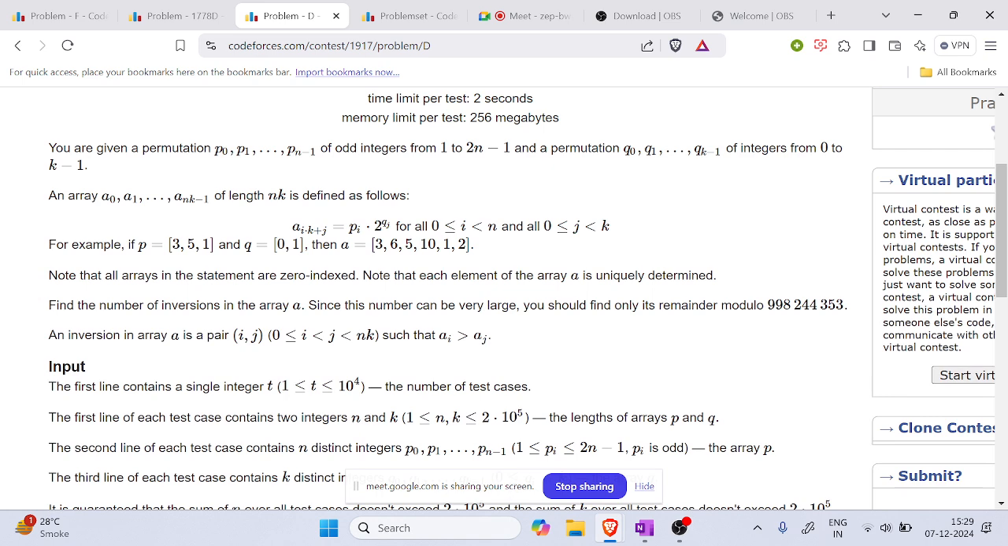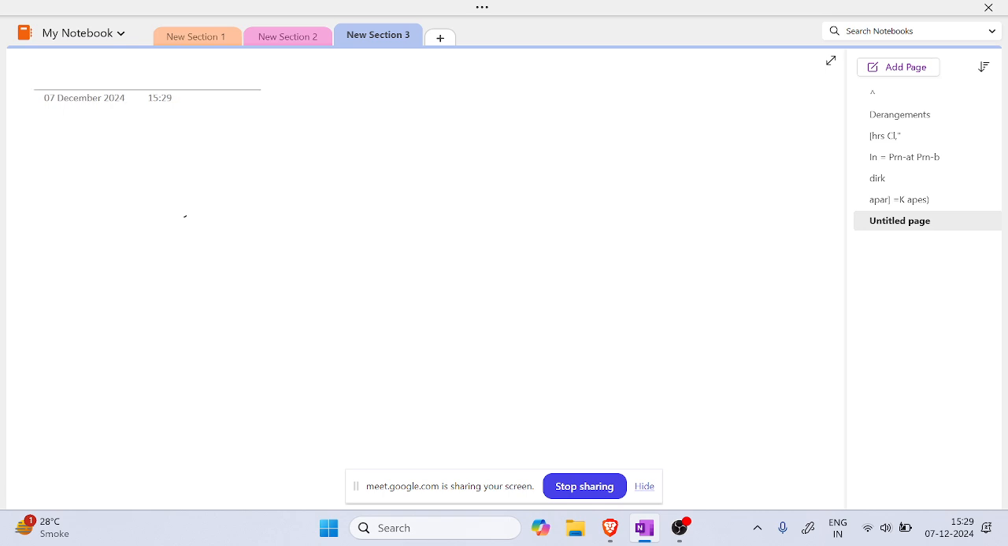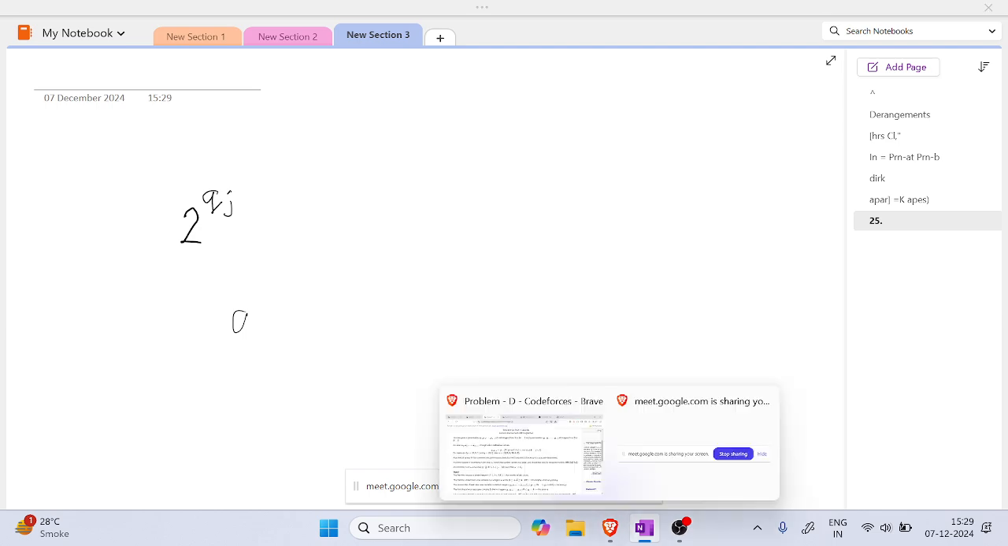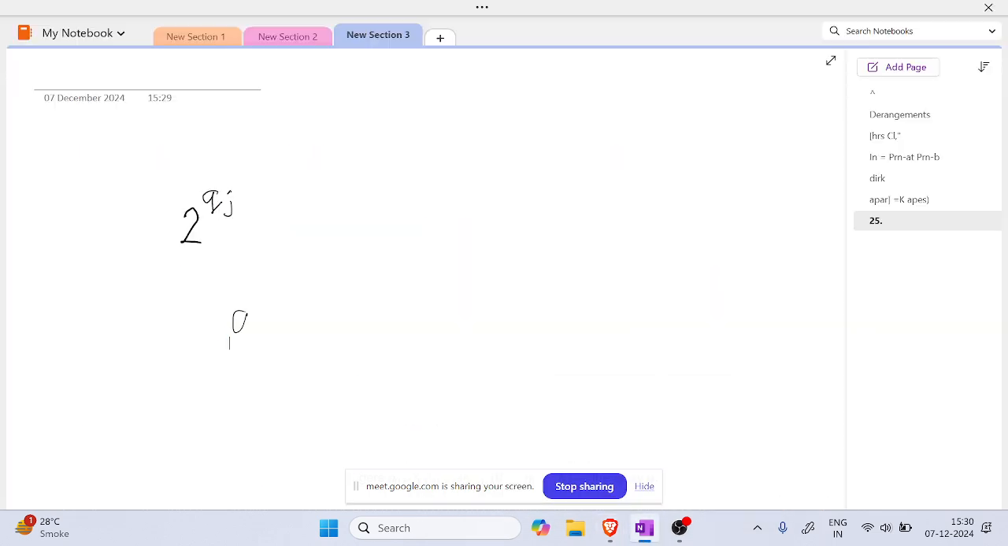But let's think about what if the array was just 2 to the q_j. Basically, let's say the p_i were all one, so p_i times 2 to the q_j is eliminated, and that's just q_j. So now let's think about how you would find the number of inversions in such an array. Now 2 to the a is greater than 2 to the b.